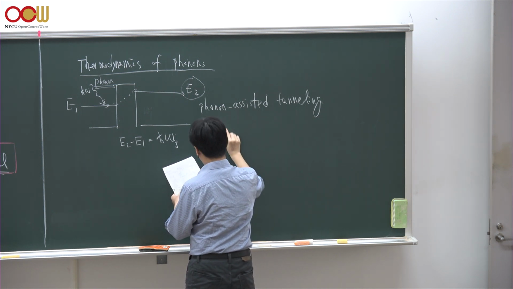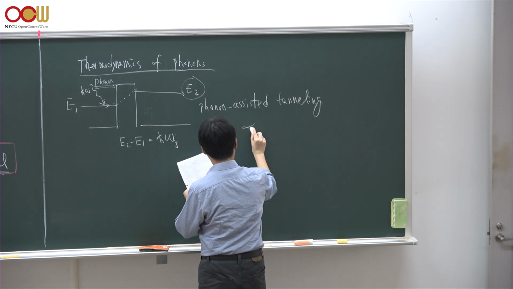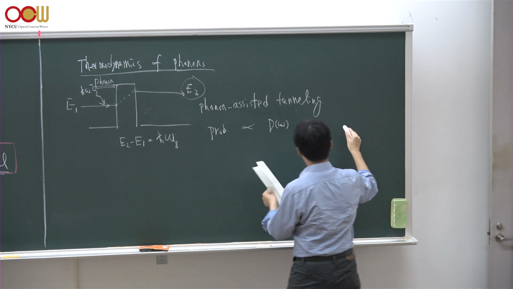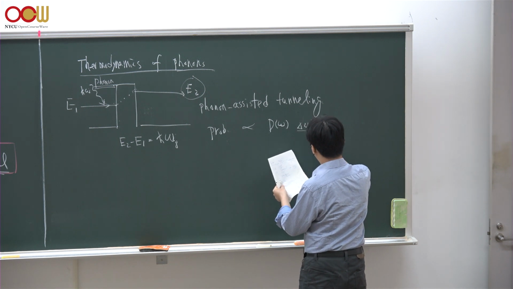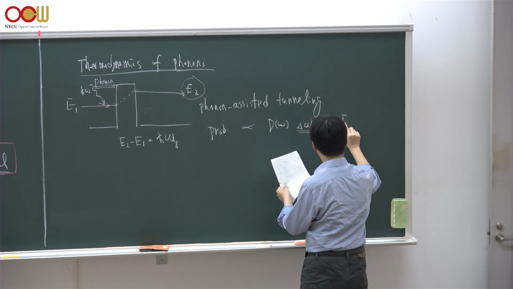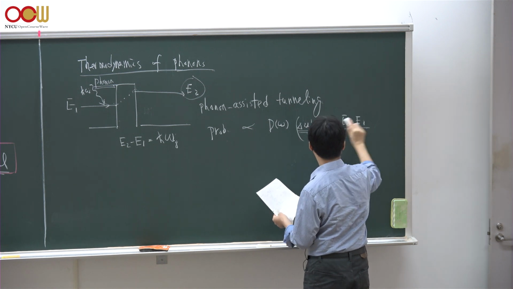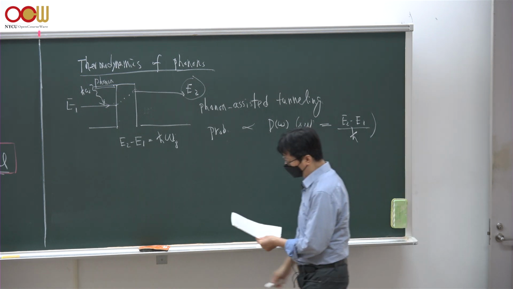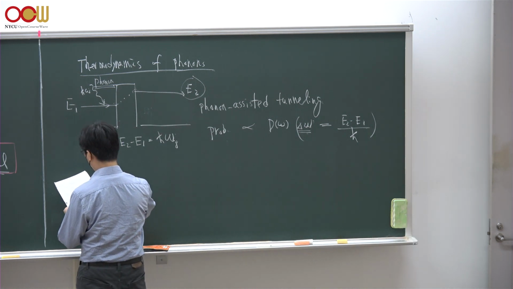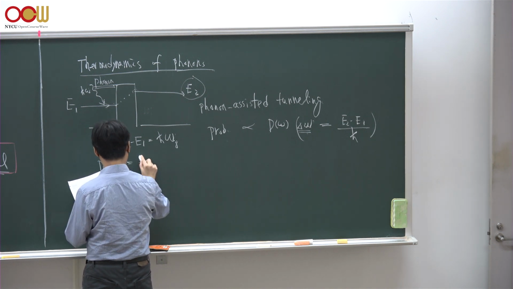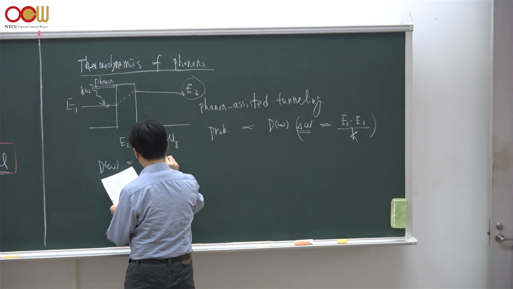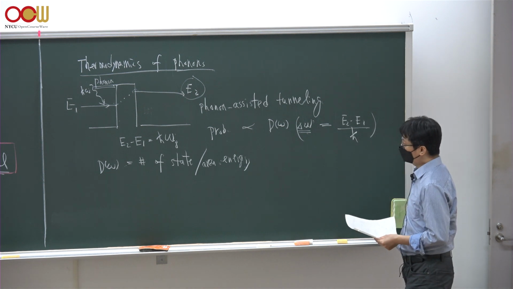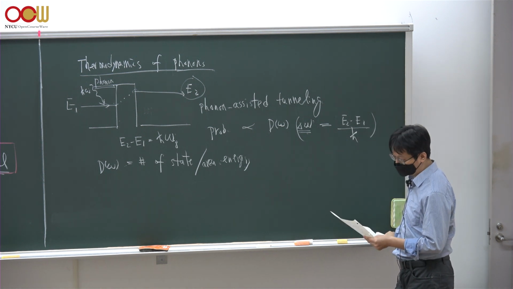So the probability to see this is proportional to the density of states per unit energy times the energy window delta omega, or frequency window, which is the energy difference between E1 and E2 divided by h bar. And we will study this density of states, and then we could evaluate the thermodynamic properties of such phonon. And the density of states, D of omega, is the number of states per unit area and per unit energy.